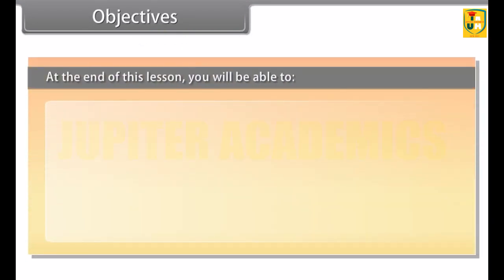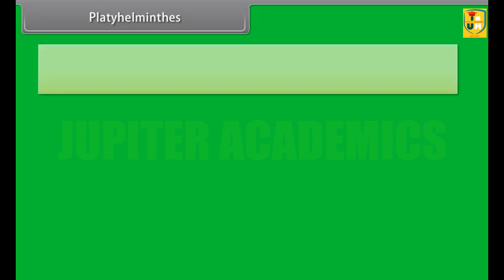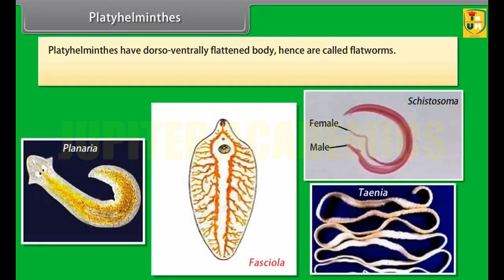Objectives. At the end of this lesson, you will be able to understand various characteristics of platyhelminthes, aschelminthes, annelida, arthropoda, mollusca and echinodermata. Platyhelminthes. Platyhelminthes have a dorso-ventrally flattened body, hence are called flatworms.